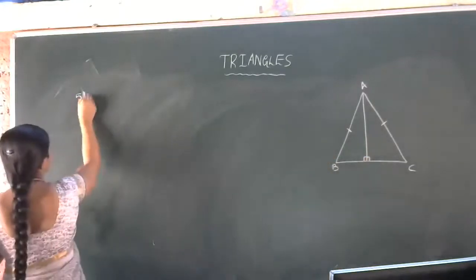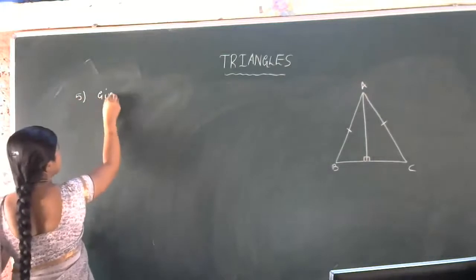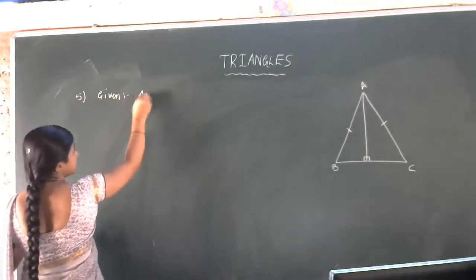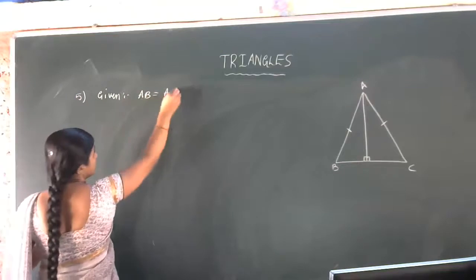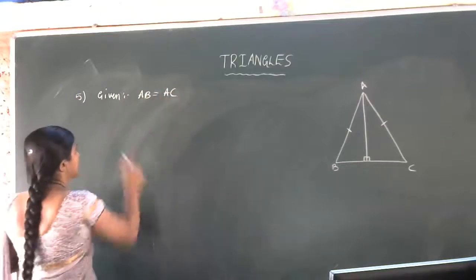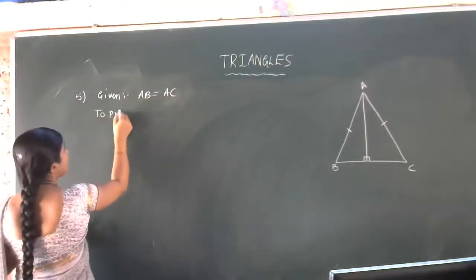So here, for the proof, let us write the given data first. Given is AB is equal to AC. To prove, what do we have to prove here?